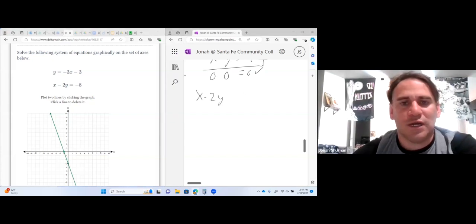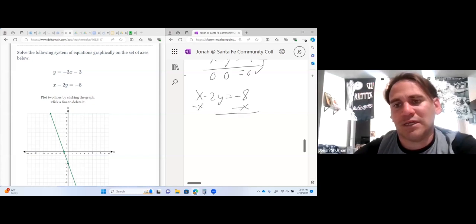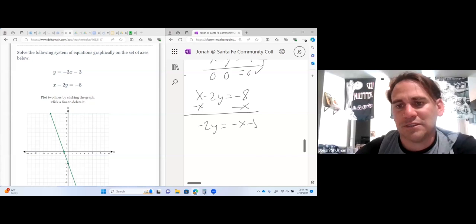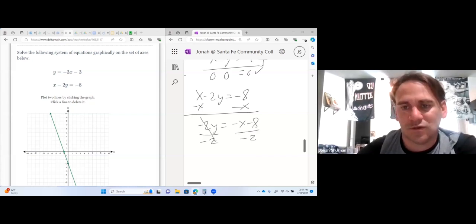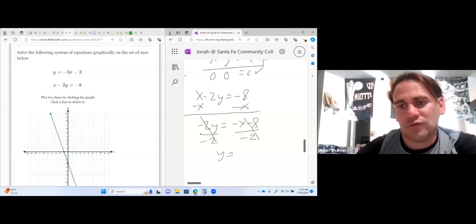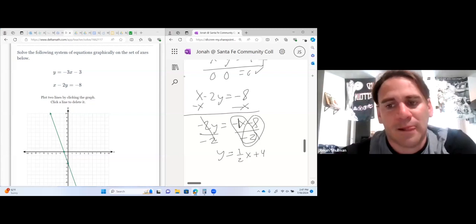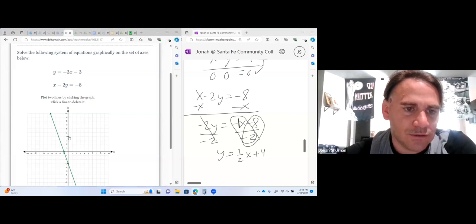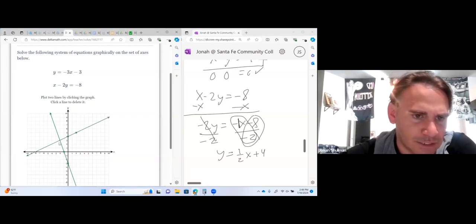X minus 2y equals -8. I'm going to subtract x. Remember, this is not a -9x. It's just -2y equals -x minus 8. Divide both by -2. Those cancel. Y equals, lotus flower it, because it goes to both. This is like a -1. So -1 over -2, that's 1/2 x plus 4. So we go to +4, up 1, over 2, over 2. There's your answer, -2, 3.